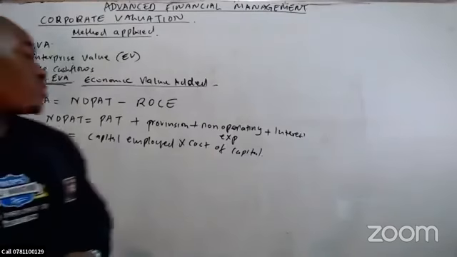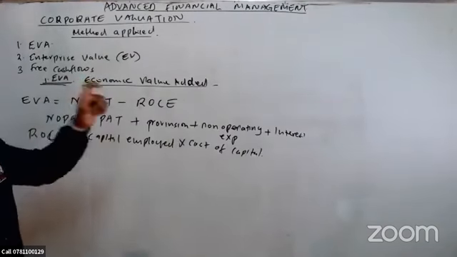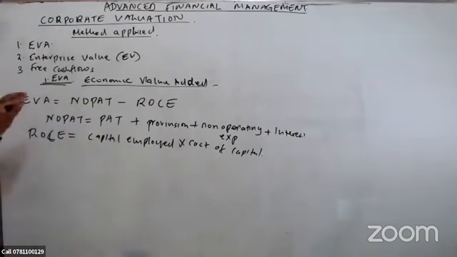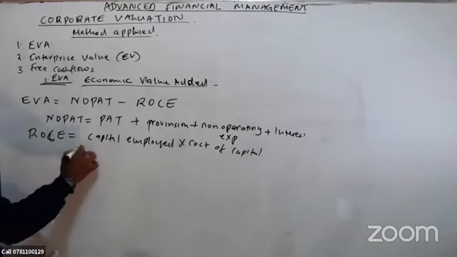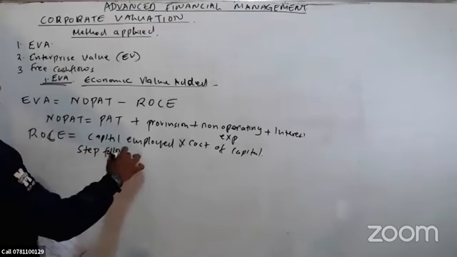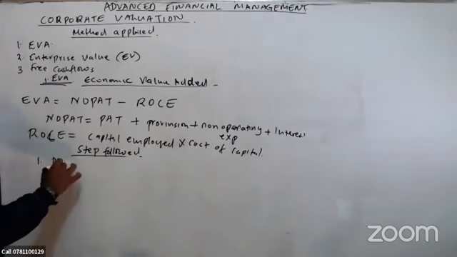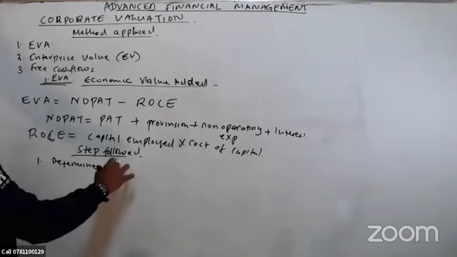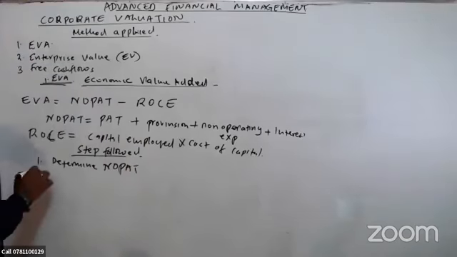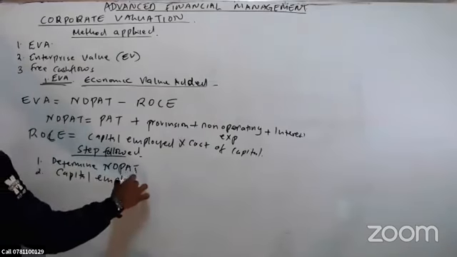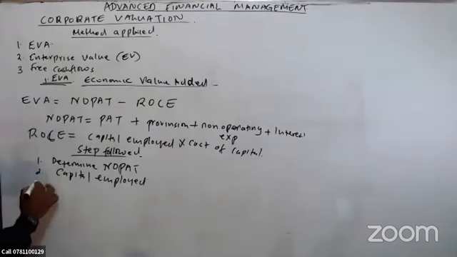EVA is mostly used to determine whether a division is adding or destroying value. For EVA, the higher the value, the better the company, and the lower the value, the lower the performance. We have the following steps. Number one, determine the NOPAT. Number two, determine the amount of the capital employed. Then number three, determine the cost of capital.